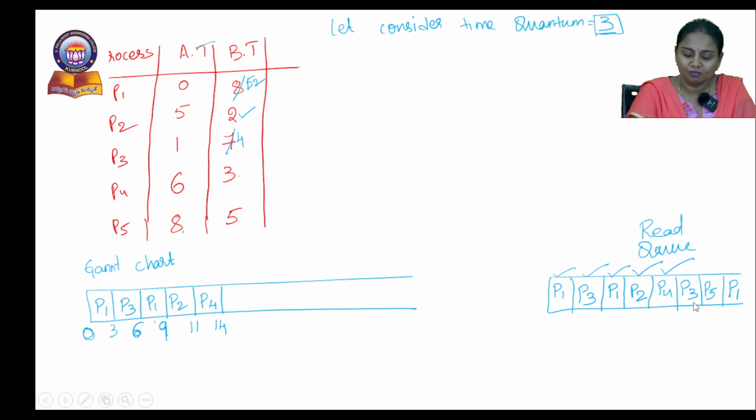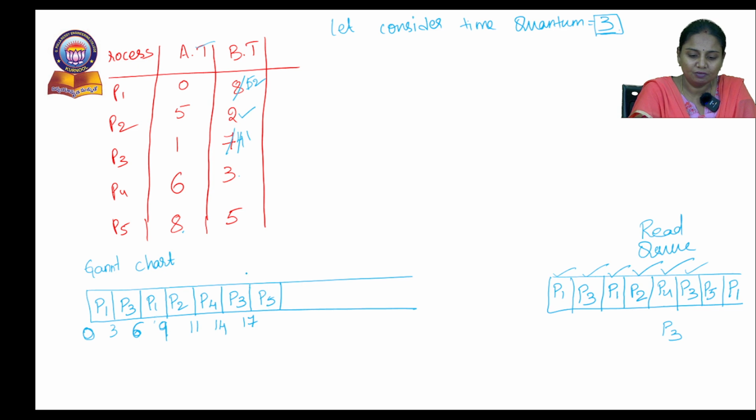After P4, P3 gets its second chance. P3 already utilized 3 units of time and is remaining with 4 units. After utilizing one more 3, it will become 1. So here the utilization will become 17. After completion of P3 in the ready queue, P5 is available. Now you can check, P3 still needs one more unit of time to utilize, so again P3 will come into the ready queue.